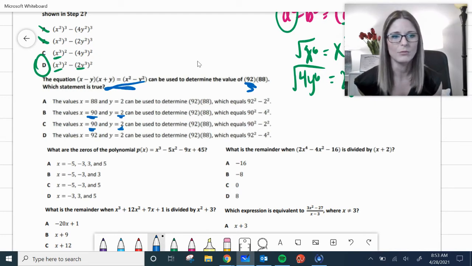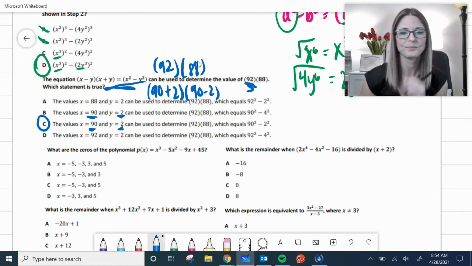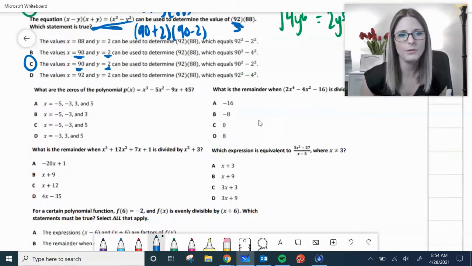You want those to be your x and y. Let me show you. So if I did 90 plus 2 times 90 minus 2, that would give me 92 and 88. Voila. Which equals 90 squared minus 2 squared. See? Right there? Yup. All right, moving down.